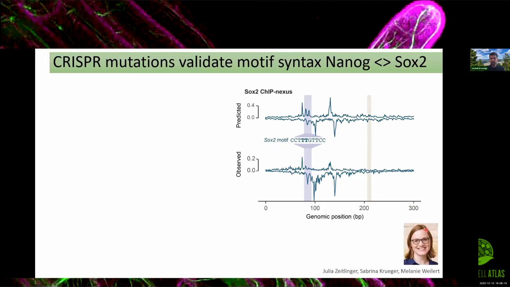So Julia Zeitlinger, who's our collaborator, actually took the model's predictions, as you can see right here. This is an actual enhancer. Here's a SOX2 motif. The model predicts this profile. This is what you get from the experiment. Very similar. Now what we do is we take the motif and we mutate it.